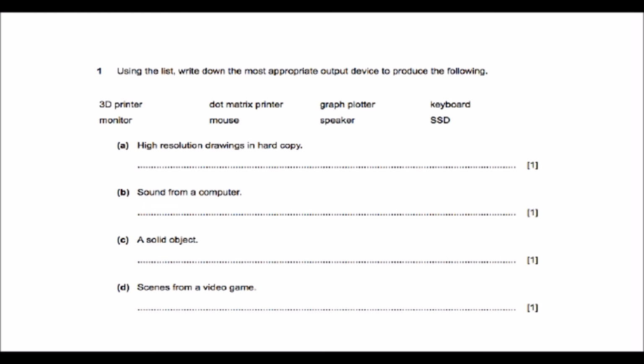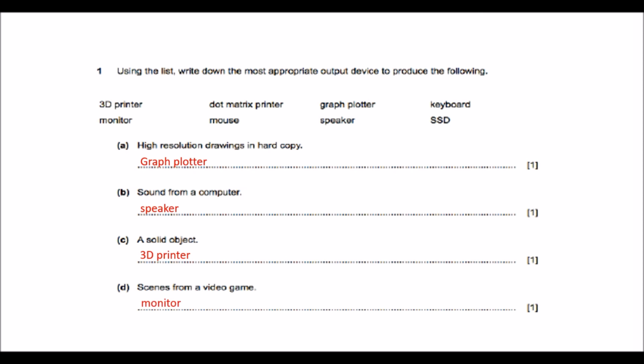Now, according to this question, you are given some options here. This one says high resolution drawing in hard copy. We talked about it already. That's graph plotter. Then sound from a computer, then speaker. Then this one says a solid object, that's 3D printer. And scenes from a video game, and that's a monitor.